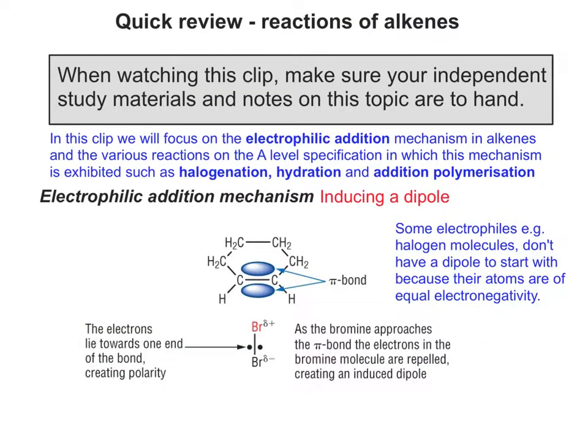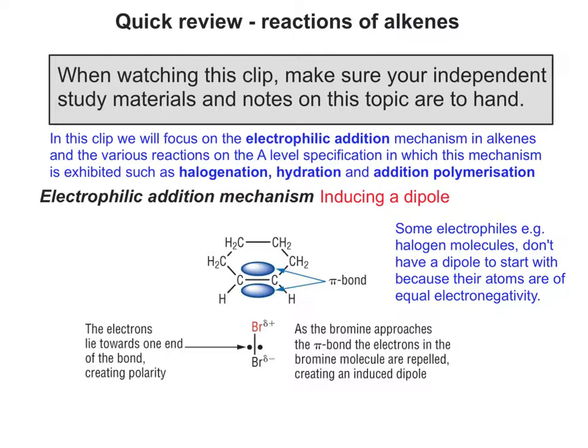With some electrophiles, such as halogen molecules, Br2 is a good example that we've just looked at, they don't actually have a dipole to start with because their atoms are of equal electronegativity. So a dipole has to be induced in the bond between them before they can start behaving as an electrophile. The diagram shows how this happens in cyclohexene.